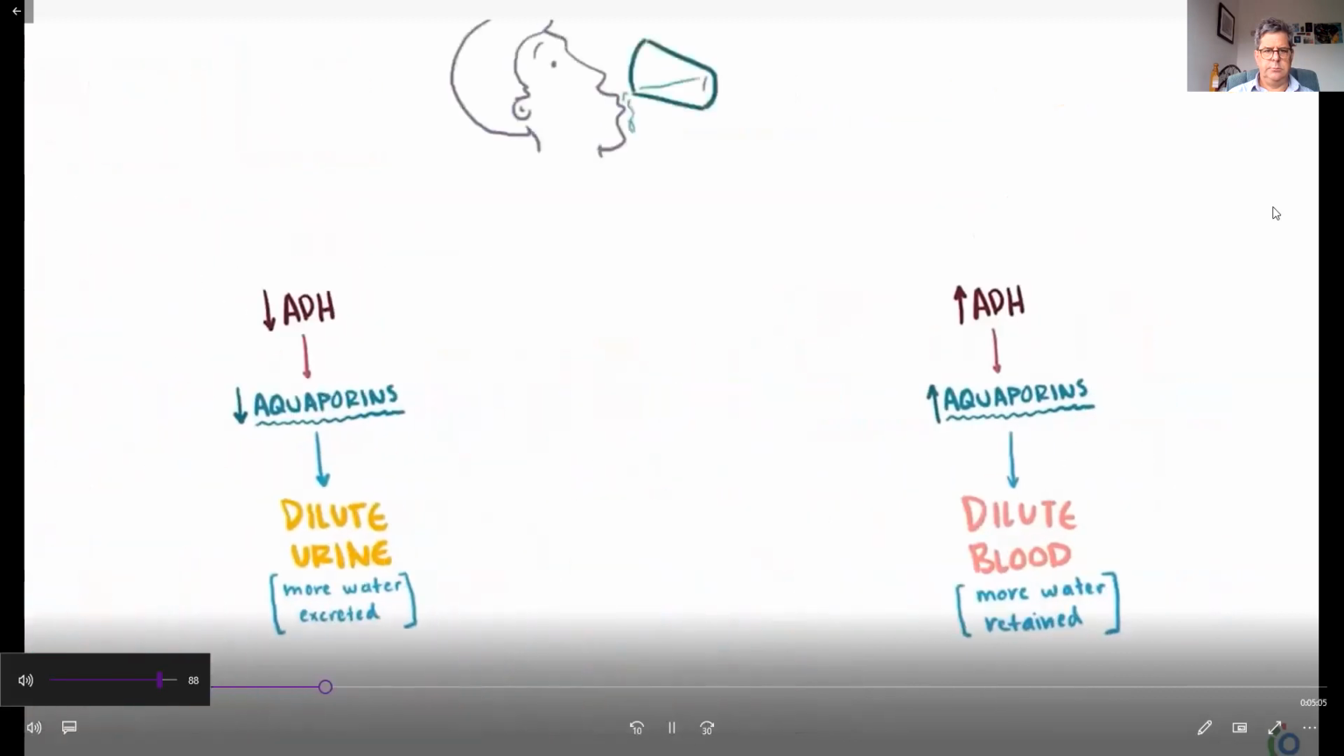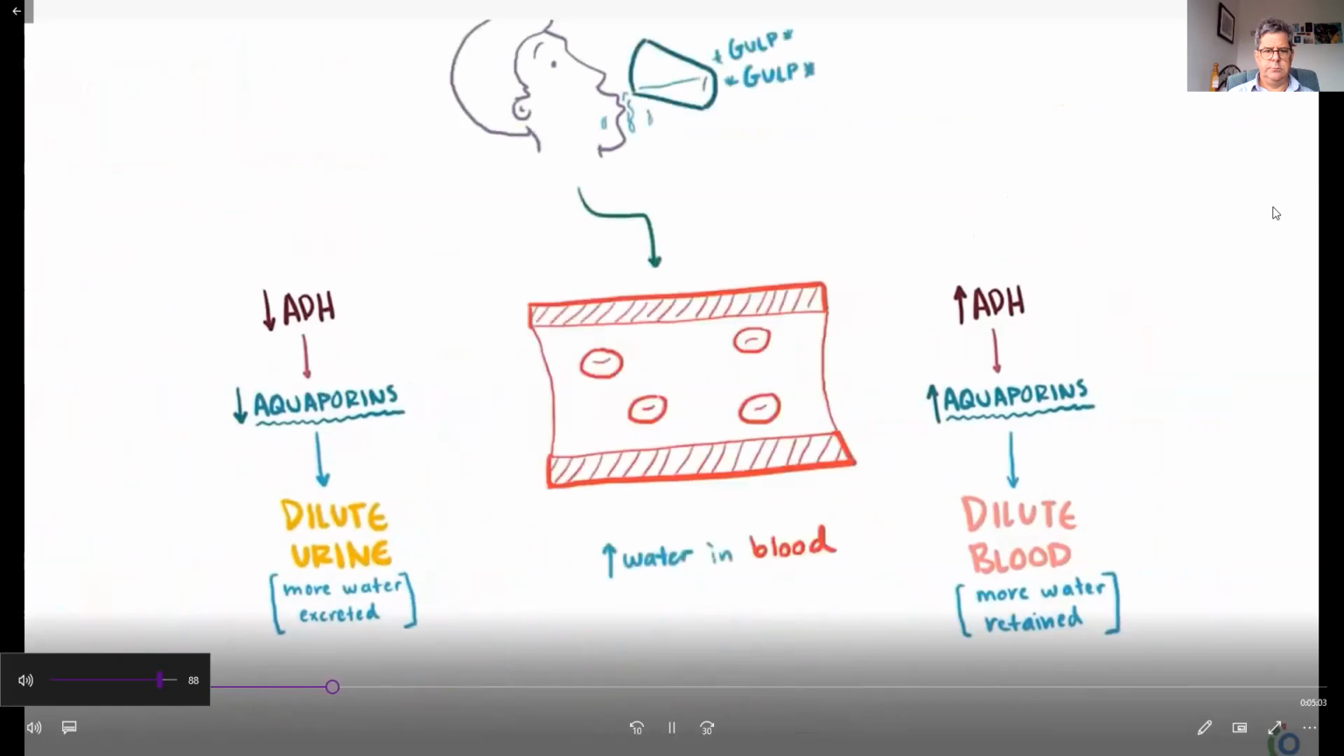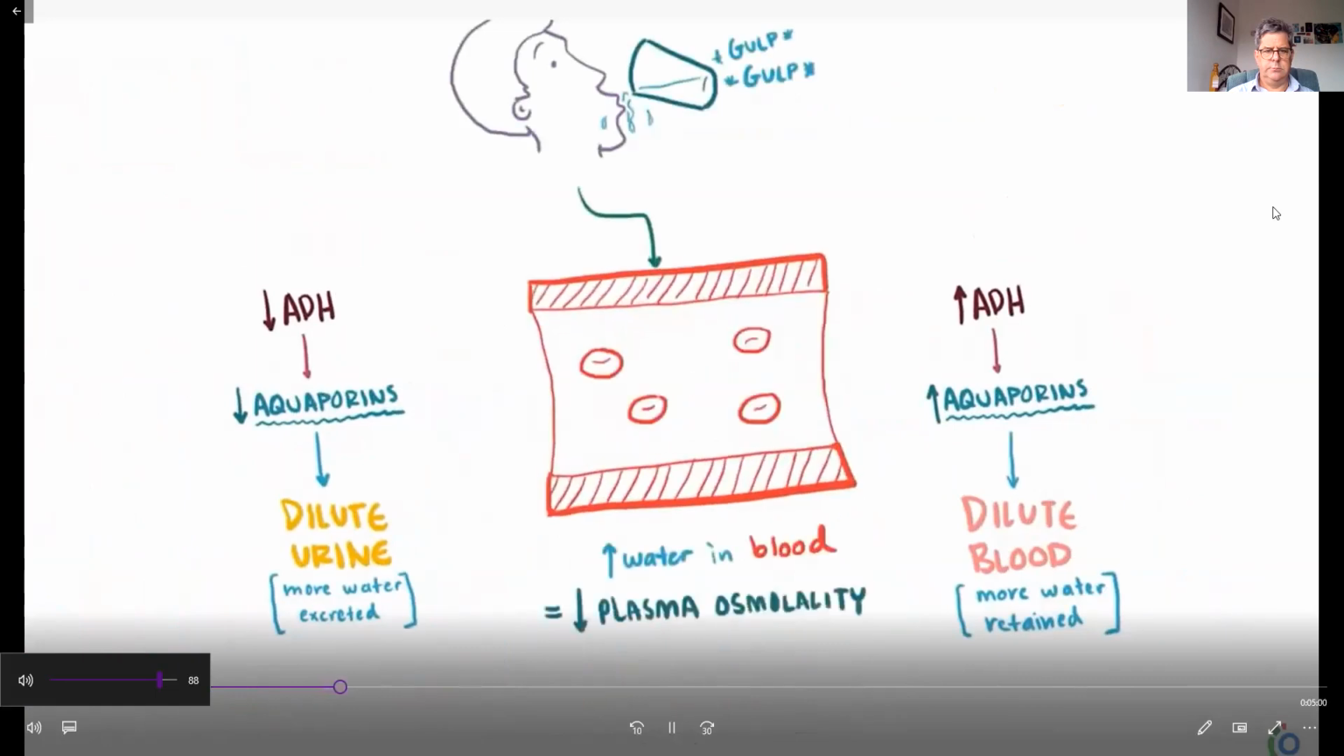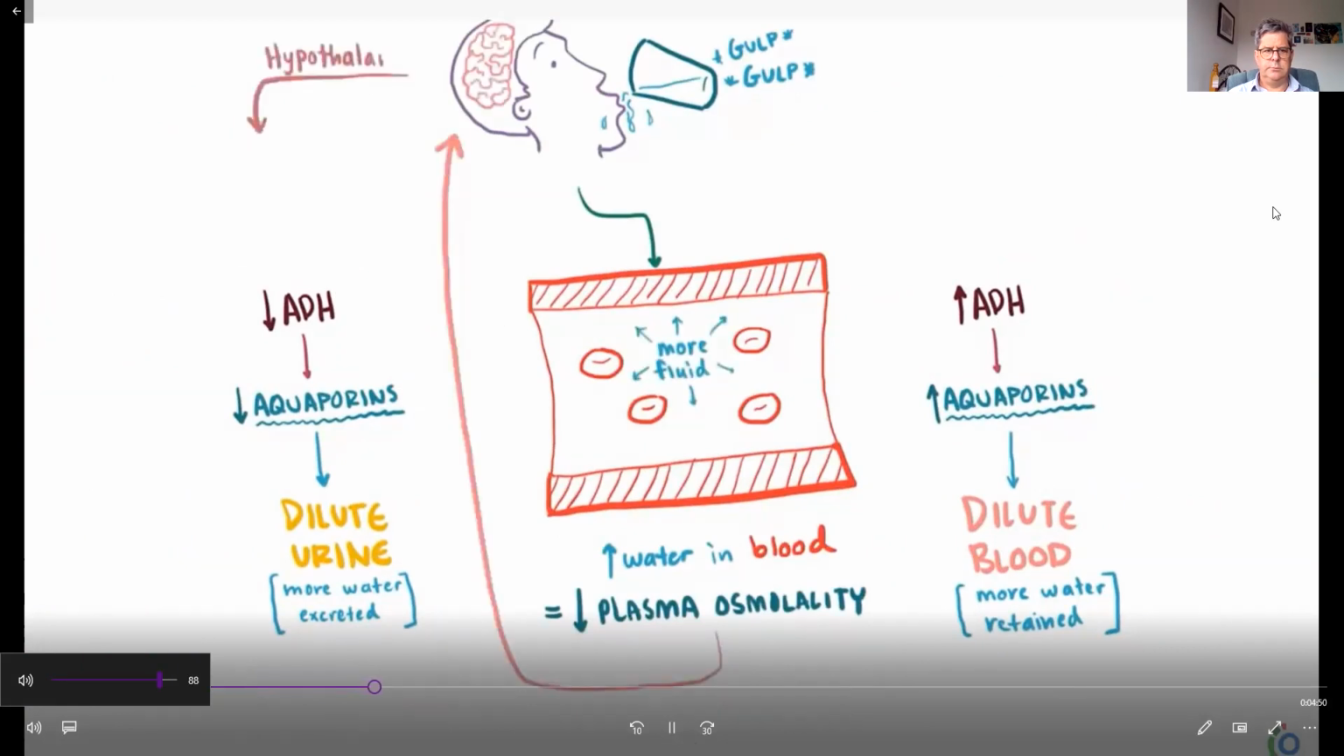Now when I drink a glass of water and that water is absorbed into my blood, my plasma osmolality drops, which means I'm diluting my blood with that water. And that means that there's more fluid for all those blood cells to bounce around in. The part of my brain called the hypothalamus sees this drop in plasma osmolality and tells the pituitary gland to slow down the release of ADH.